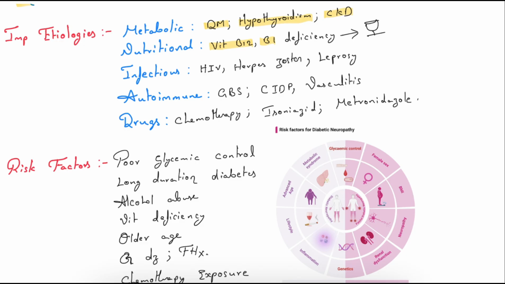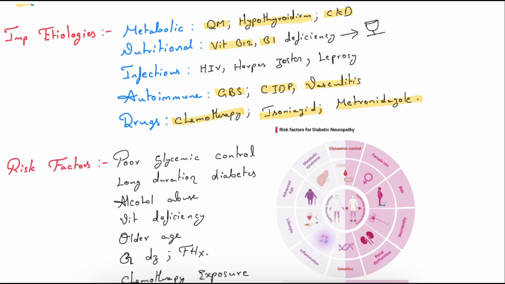Okay, so next we can see infections like HIV, herpes zoster, and leprosy. And autoimmune problems like Guillain-Barré syndrome and CIDP and vasculitis. Next, drugs. Some drugs can also cause neuropathy, like chemotherapy. In chemotherapy, vincristine, cisplatin. So these chemotherapy drugs can cause neuropathy. Next one, isoniazid. Next, metronidazole. So these are the main drugs that can cause neuropathy.